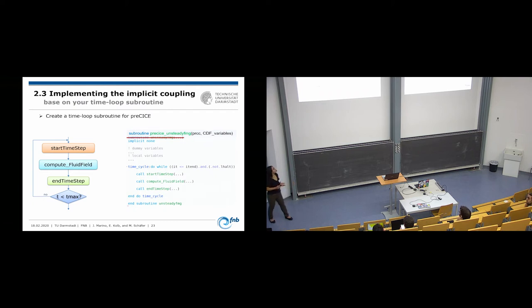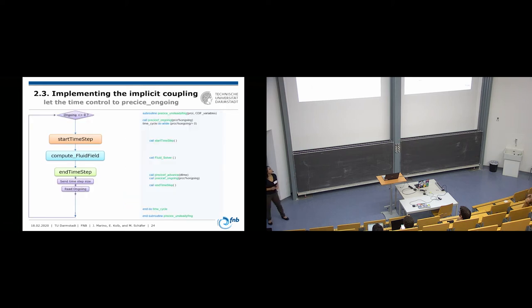In this subroutine, for preCICE, it's not necessary to do this type of control for the time step. The do while cycle, we eliminate this cycle and replace it with the equivalent in preCICE ongoing. preCICE ongoing manages the time step of your loop. For this part, we need to send the time step every time and read the variable ongoing.